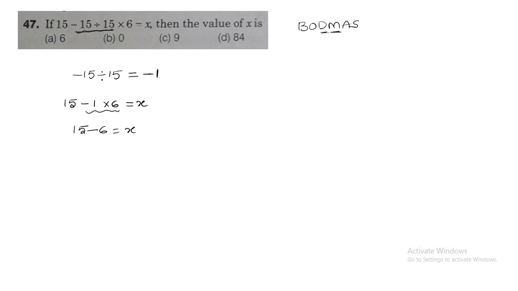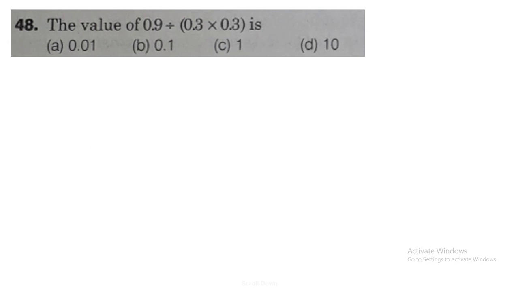So what is the value of 15 minus 6? 15 minus 6 is equal to 9, which is equal to my x value. So answer is option C, right? So answer is option C. Likewise, using the BODMAS rule, we can solve it. Next, moving on to the next question.